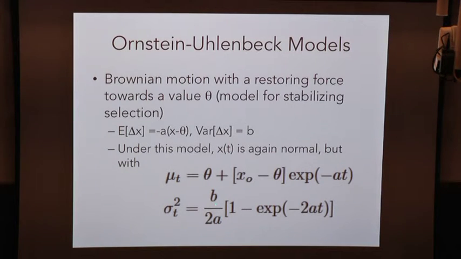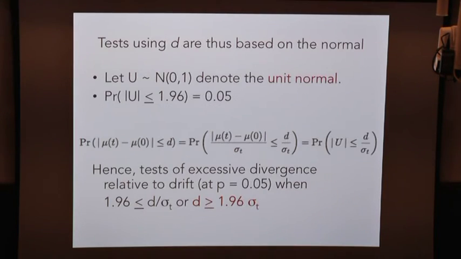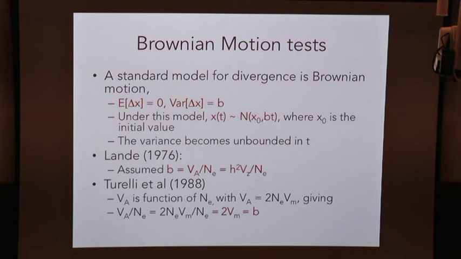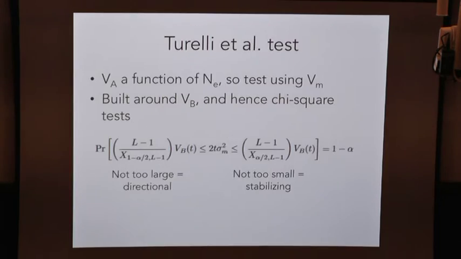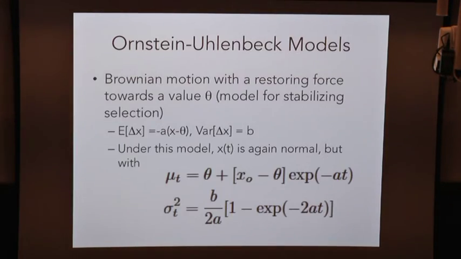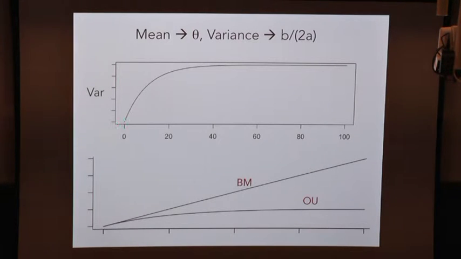The second thing, though, is this variance doesn't blow up, right? Remember under Brownian motion, the variance just kept on increasing with t. Here, under Ornstein-Uhlenbeck, the variance comes to a value which is basically the strength of drift divided by the strength of this restoring force. So here is what the variance looks like over time in Ornstein-Uhlenbeck. And what you see is that it basically levels off.